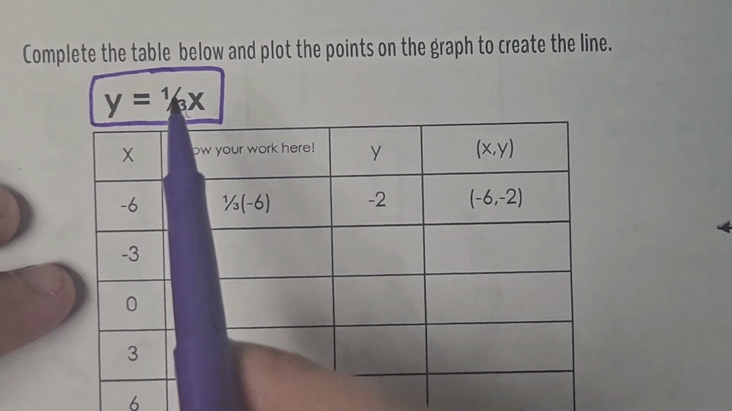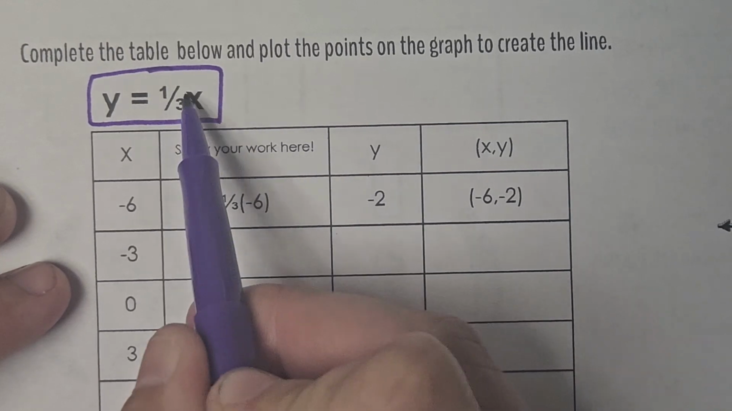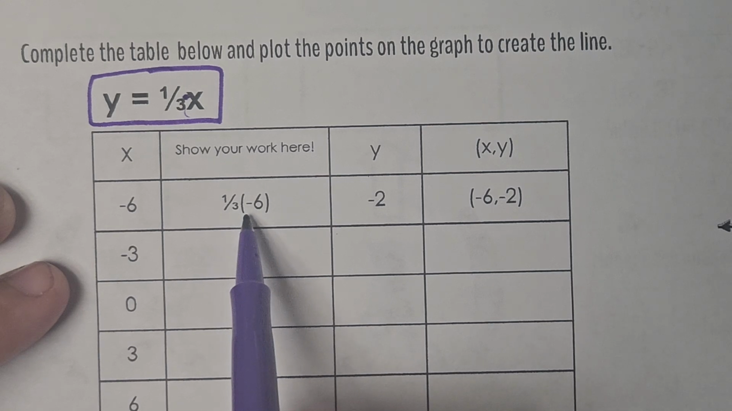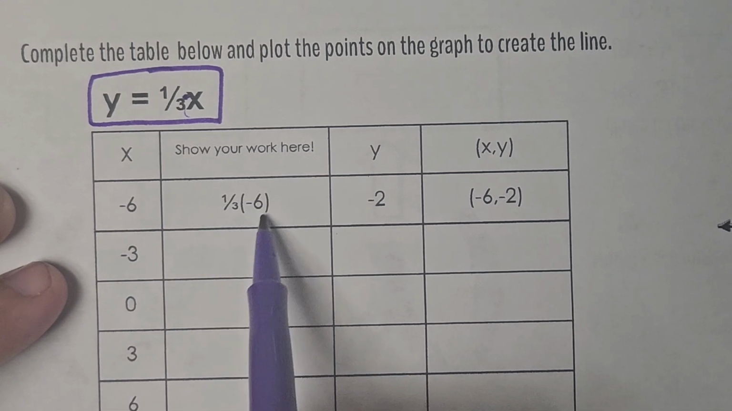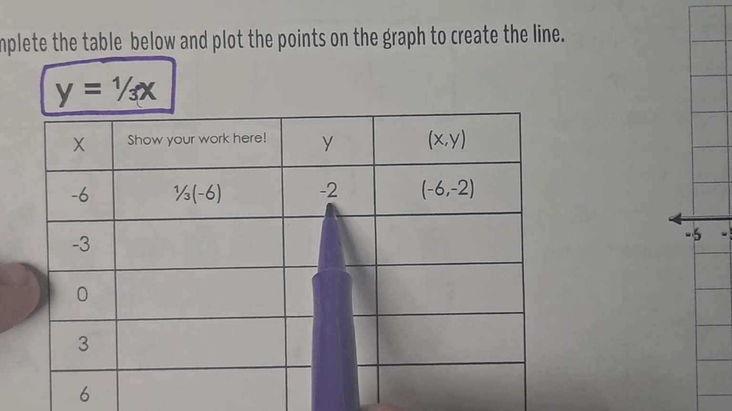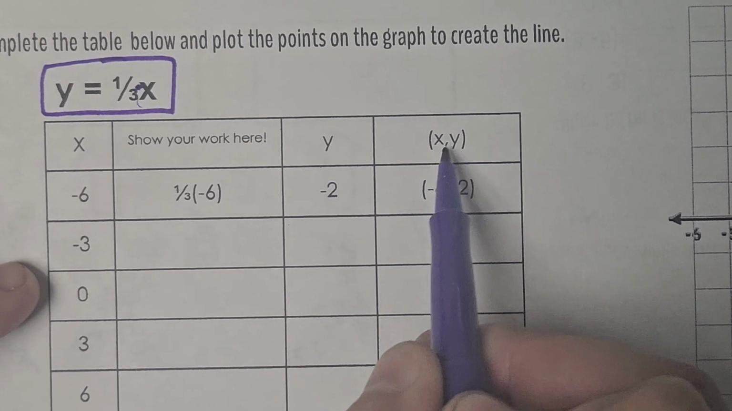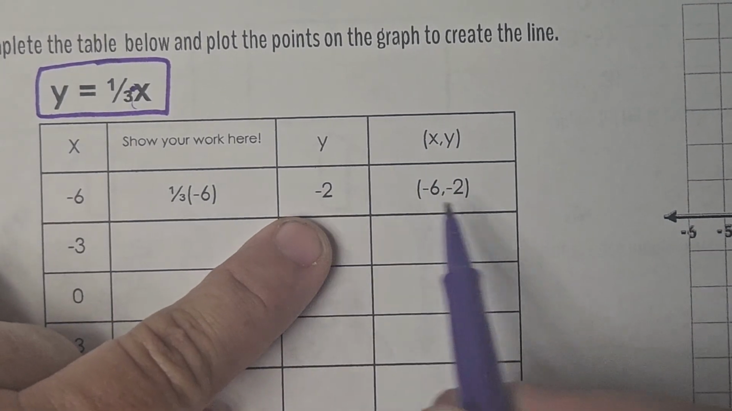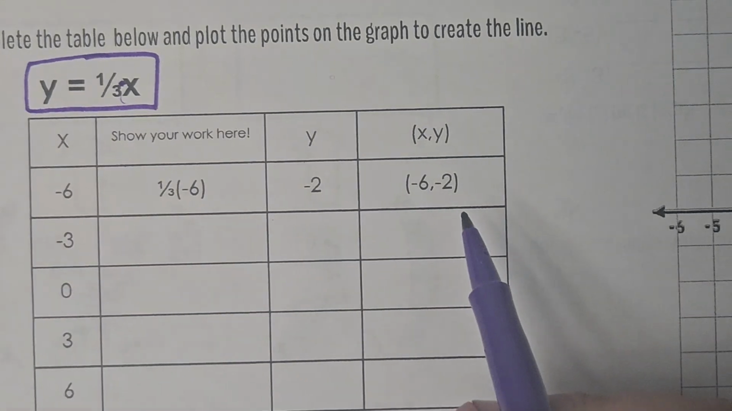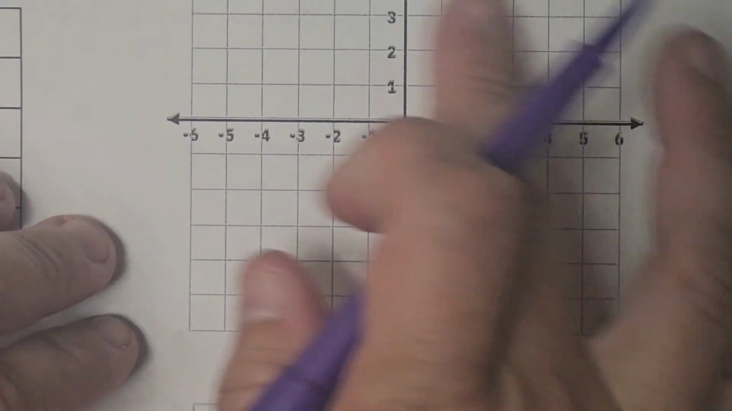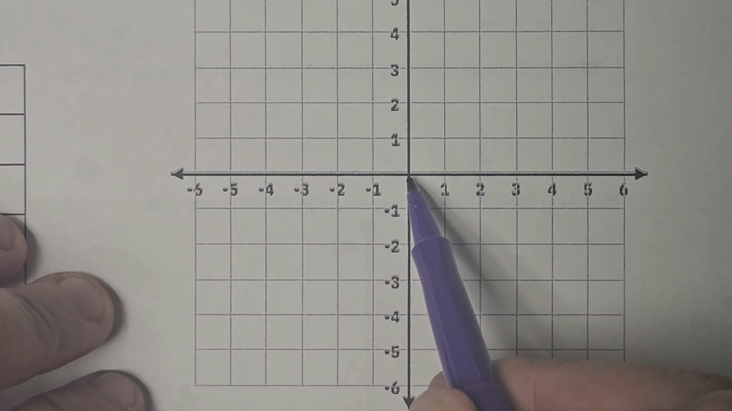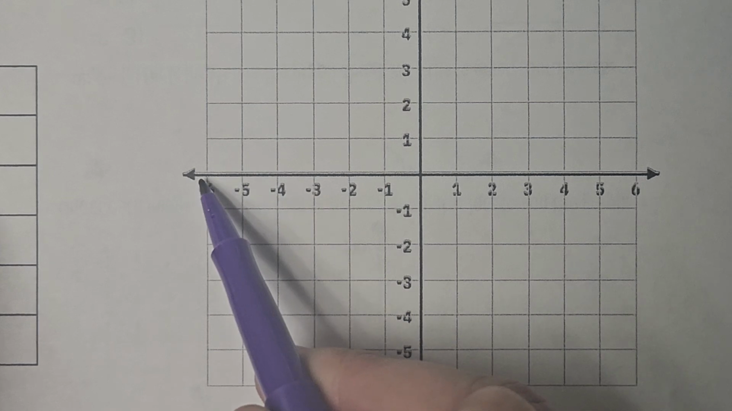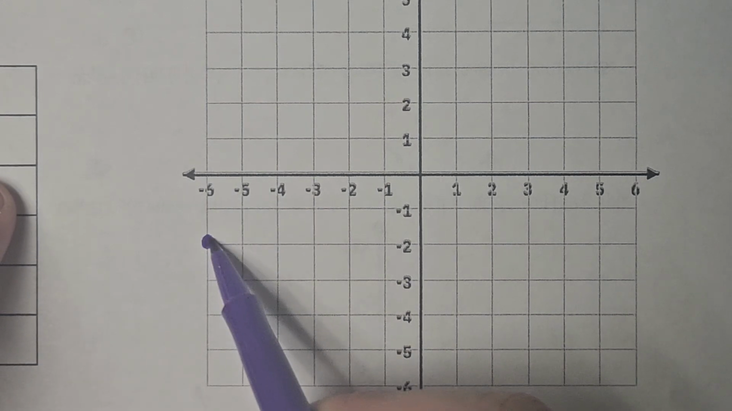The first one's done for us, so we're having 1/3, and remember that a number and a letter right next to each other means that they're multiplied. So we would take 1/3 times -6. If you don't know that off the top of your head, you can use a calculator, but it's going to equal -2. So in my coordinate x comma y, I'm going to take my x number and my y number, and make my coordinate point. My coordinate point is then going to be plotted over in this graph. So I'm going to start at 0, 0. I'm going to go to the left all the way to -6, and then I'm going to go down to -2. So this is my first point.